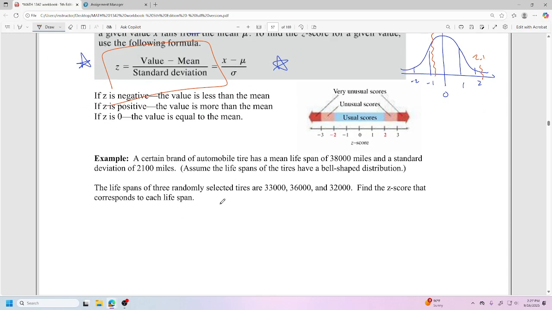Let's do it with this first question. So they have a mean of this much and a standard deviation of that much for tires. And then they ask, what Z-score are these guys? Where are they on the bell curve? Is this an unusual event? Is this weird, or is this normal? That kind of stuff, okay? So let's start doing it. Z-score. The formula is the value, the number they gave you, minus the mean, divided by the standard deviation. So 33,000 minus my mean of 38,000, then all divided by 2,100.